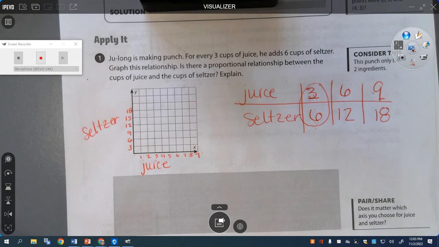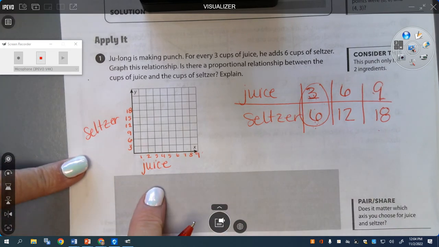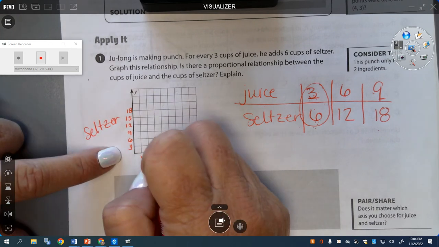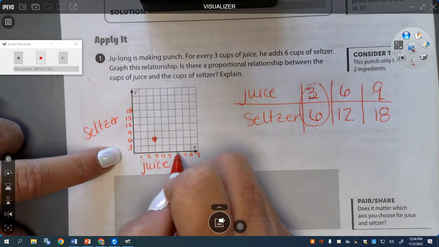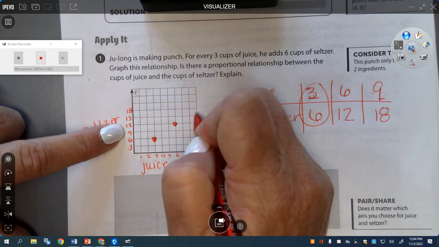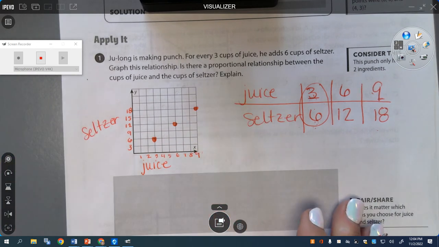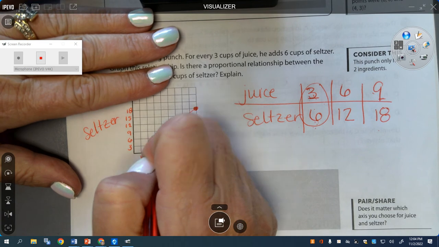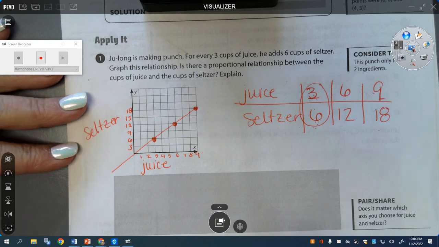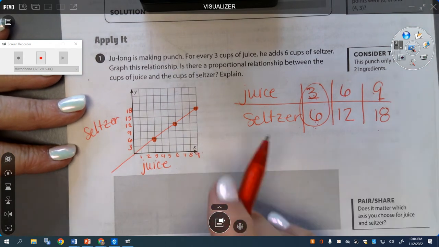All right, so I have my table. I kind of know what my constant might be just by looking at this. And now I have my graph. Now I'm going to graph these ordered pairs. 3 cups of juice is 6 cups of seltzer. Bam. 6 cups of juice is 12 cups of seltzer. Bam. 9 cups of juice is 18 cups of seltzer. Bam. Now we're going to play my favorite game, connect the dots. So if I connect the dots here, that's what it looks like. Now that I have it graphed and I got my table, I can answer my question.